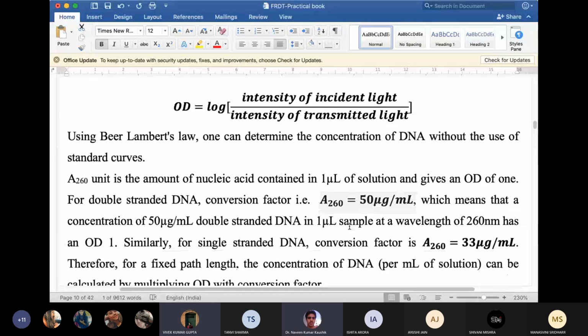OD is equal to log of the intensity of incident light over the intensity of transmitted light. Using Beer-Lambert's law, one can determine the concentration of DNA without the use of standard curves.